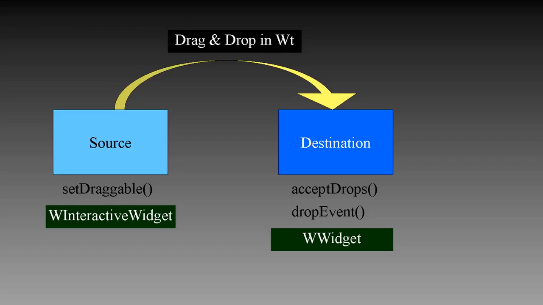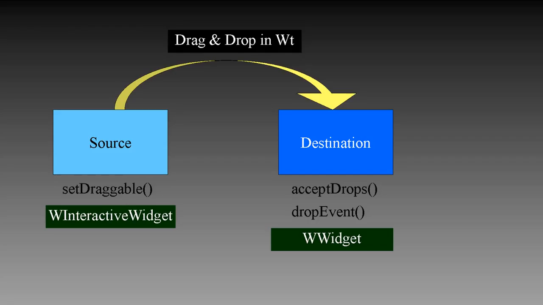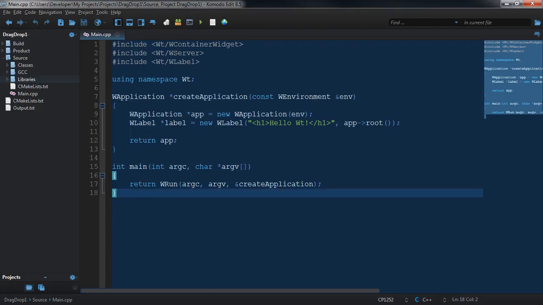And basically, once you define setDraggable, acceptDrops, and dropEvent on two different widgets, you're basically done. So let's go ahead and start looking at some code so you can see what's really going on. Now, if we look at the Komodo Edit project, and I'll put another disclaimer: this is going to be a quite lengthy tutorial on how to get this implemented. But once you see it, it's really not that complicated once it's up and running.